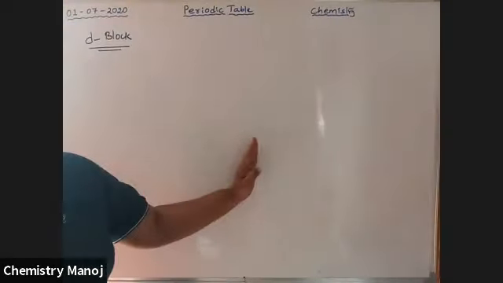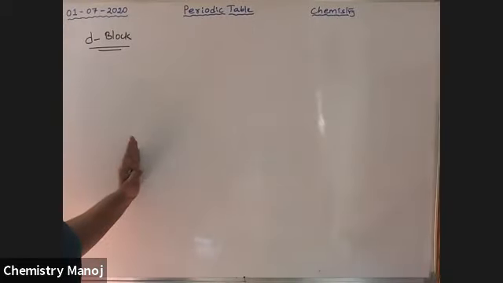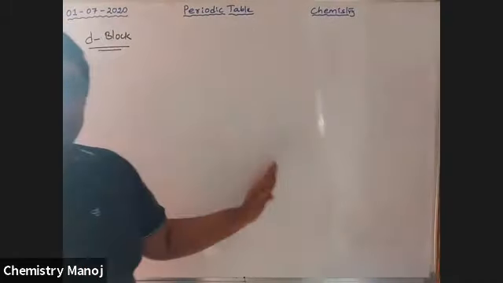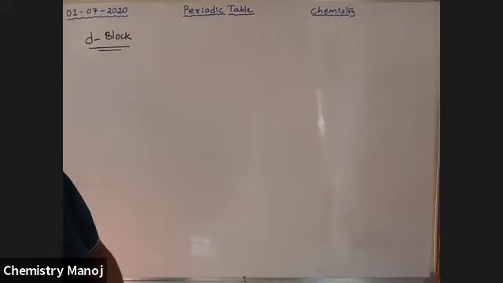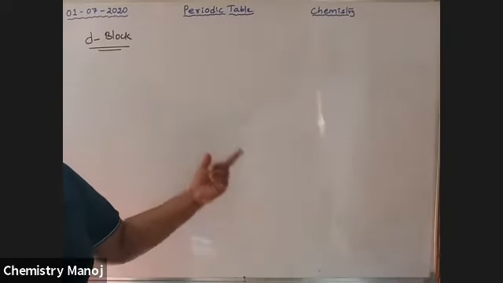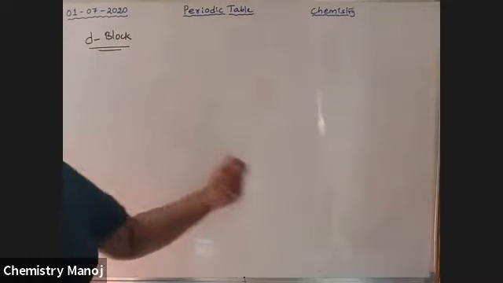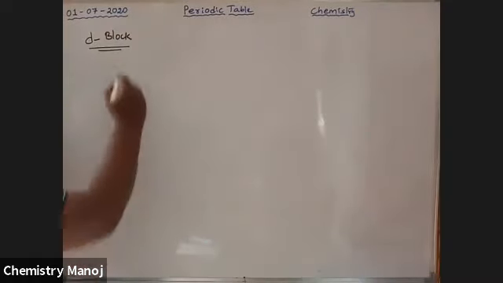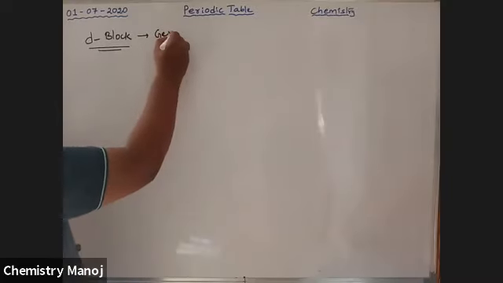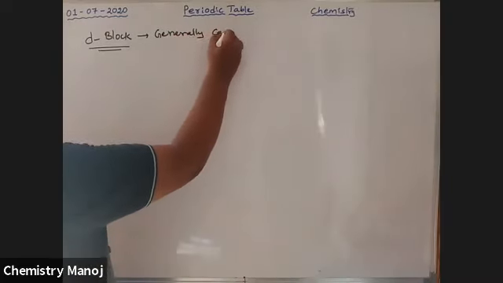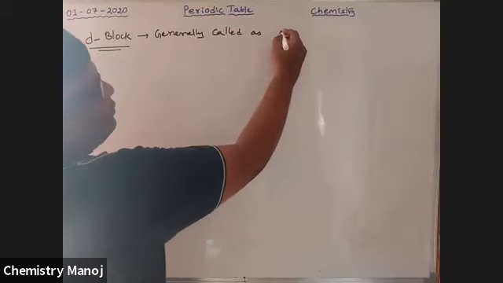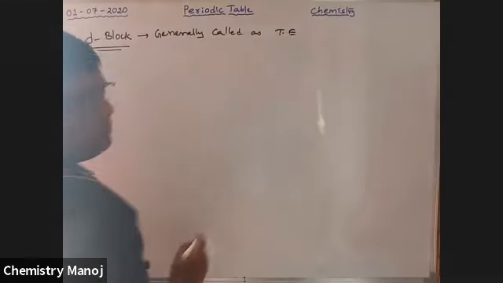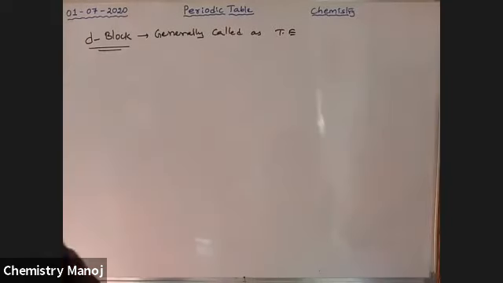That means these properties exist in between S block properties and P block properties, because these elements are available in between them. The properties of these D block elements are in transition between S and P block. That is why D block elements are generally called transition elements. Why, sir? Why are D block elements called transition elements? D block elements are present in between S and P block.